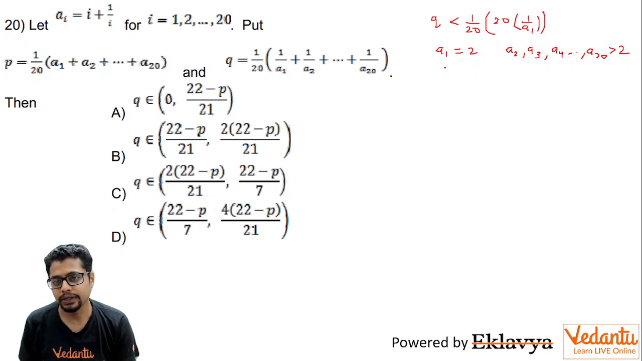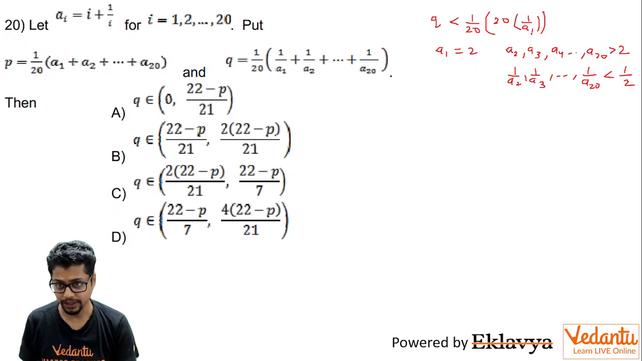So since a2, a3 and so forth up till a20 are greater than a1, 1 by a2, 1 by a3, 1 by a4 and so forth up till 1 by a20 would be less than 1 by a1, or you may say less than half. So this whole expression, 1 by a1 plus 1 by a2 and so forth plus 1 by a20, would be strictly less than 20 times 1 by a1, because 1 by a2, 1 by a3 and so forth are less than 1 by a1. 1 by a1 is essentially half. So you can clearly say that Q is strictly less than half.